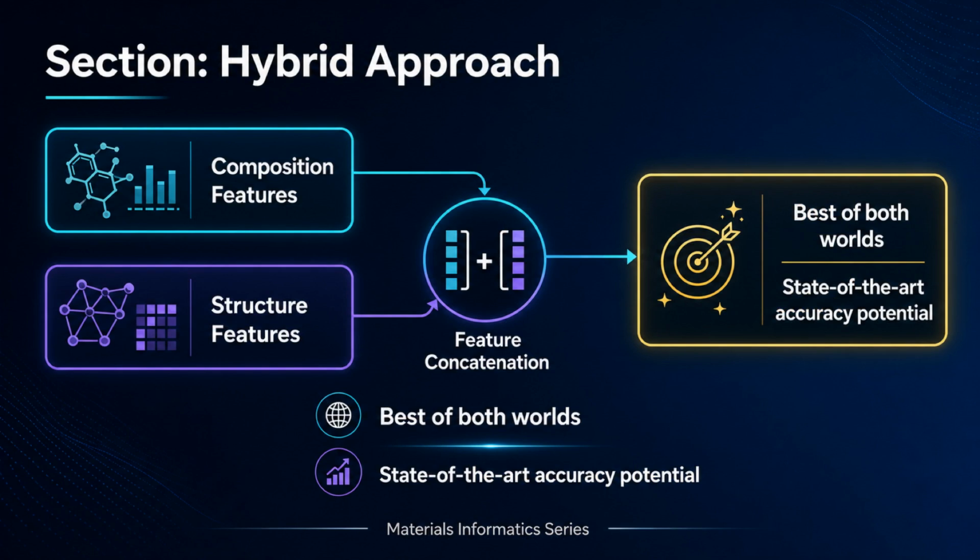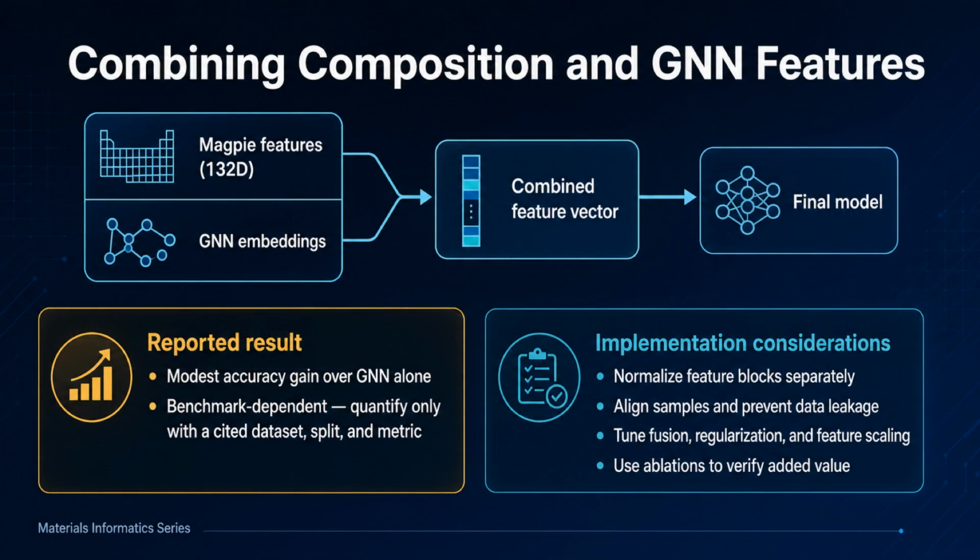Why choose between composition and structure when you can use both? Hybrid approaches combine MAGPIE features with GNN embeddings for the best of both worlds. The combined feature vector captures both compositional trends and structural details. The hybrid architecture concatenates MAGPIE features with GNN-derived embeddings.